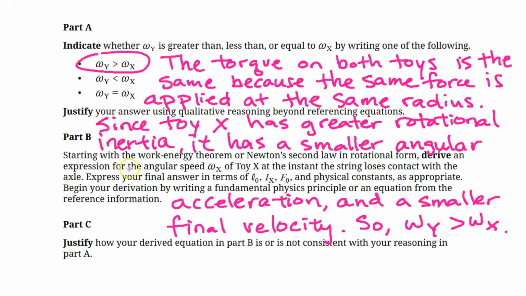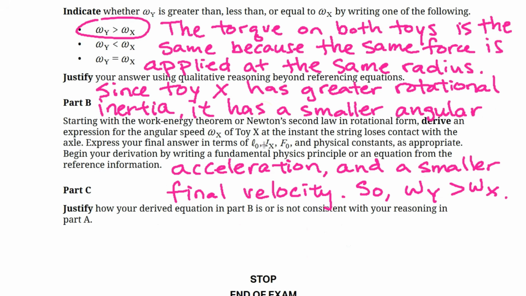Part B, starting with the work energy theorem, or Newton's second law in rotational form, derive an expression for the angular speed omega X of toy X at the instant the string loses contact with the axle. Express your final answer in terms of L0, Ix, F0, and the physical constants as appropriate. Begin your derivation by writing a fundamental physics principle or an equation from the reference information.